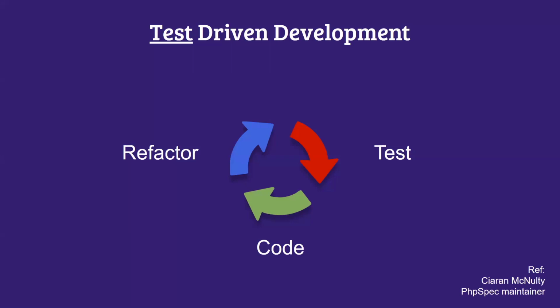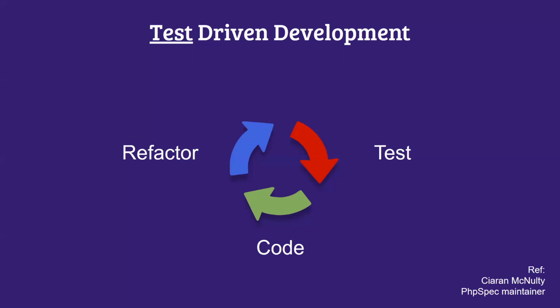I imagine that most of us are familiar with the test-driven development cycle. You start by writing a test which will fail. Then you write some code to make the test pass. And then finally you can refactor, ensuring your test is still passing.